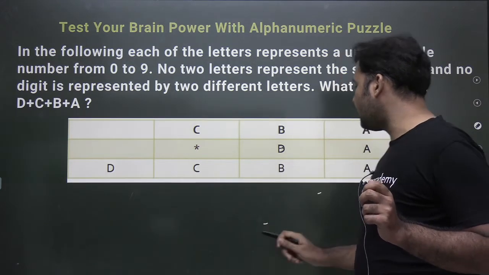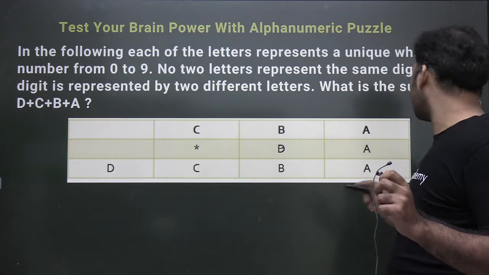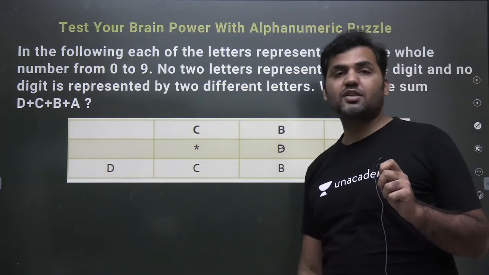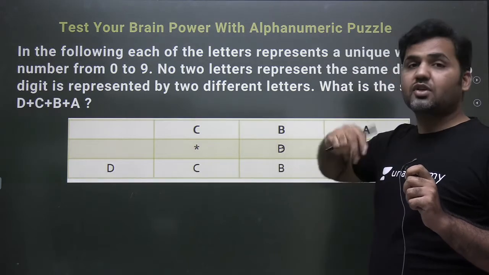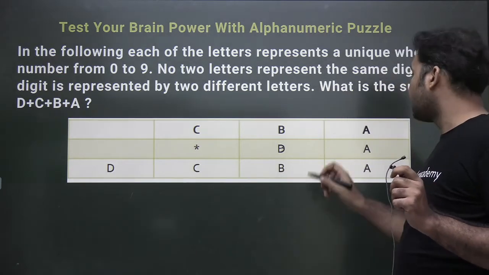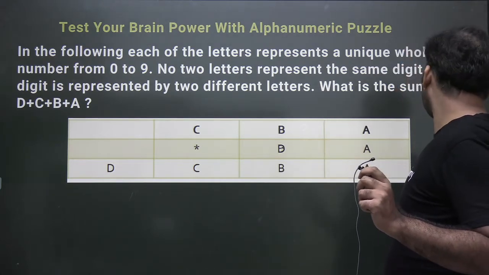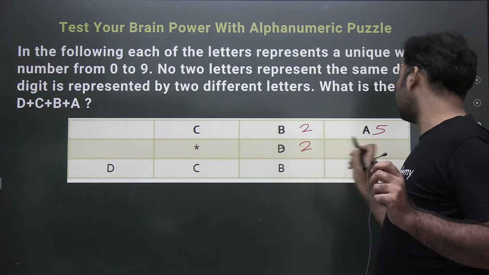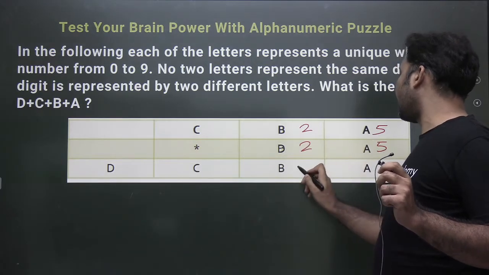Because if you have any number which is having the last two digit as 25 and you're taking the square of that number, the last two digit will definitely come out the same as 25. So B is 2 here for sure, right? B is definitely 2, A is 5, this is 2, this will be 5, and this will be 25.